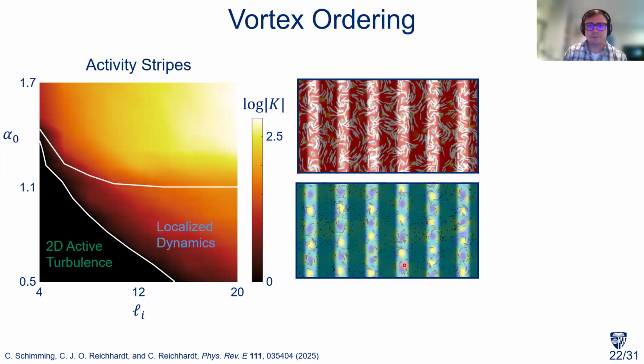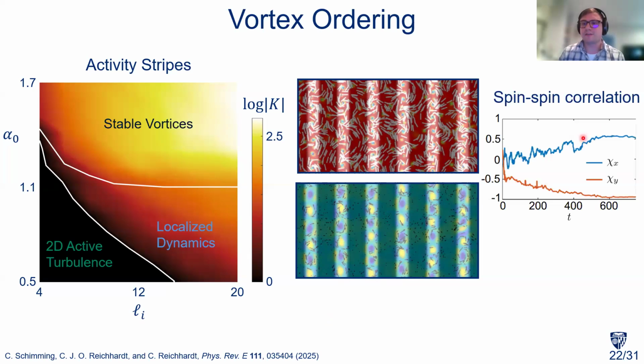But of course, we can make this quantitative by measuring a spin-spin correlation function, similar to the vortex lattice, except now we're measuring only along the x-axis or only along the y-axis. For this particular simulation, over time, along the x-axis, it does tend to go positive, and along the y-axis, it does tend to go negative. In fact, at long times, it tends to be very close to perfectly antiferromagnetic.